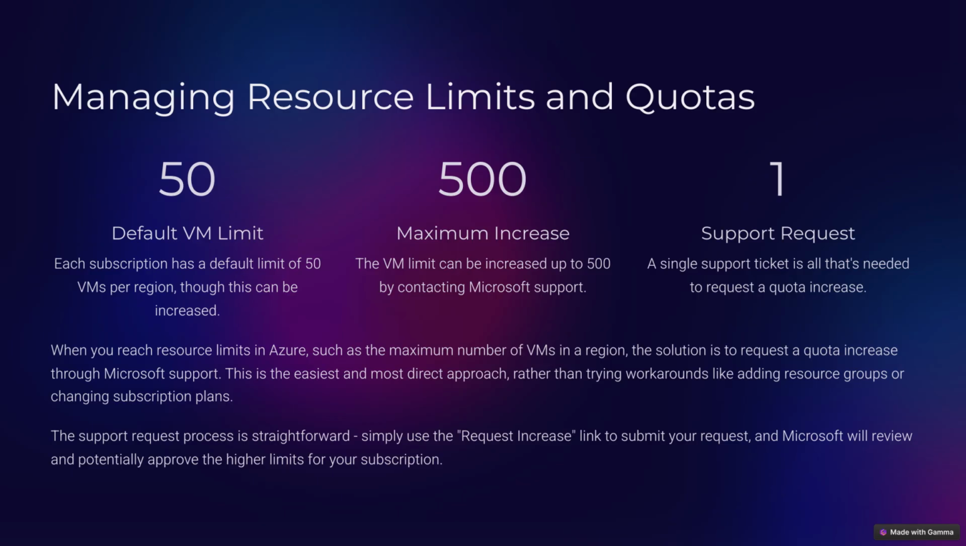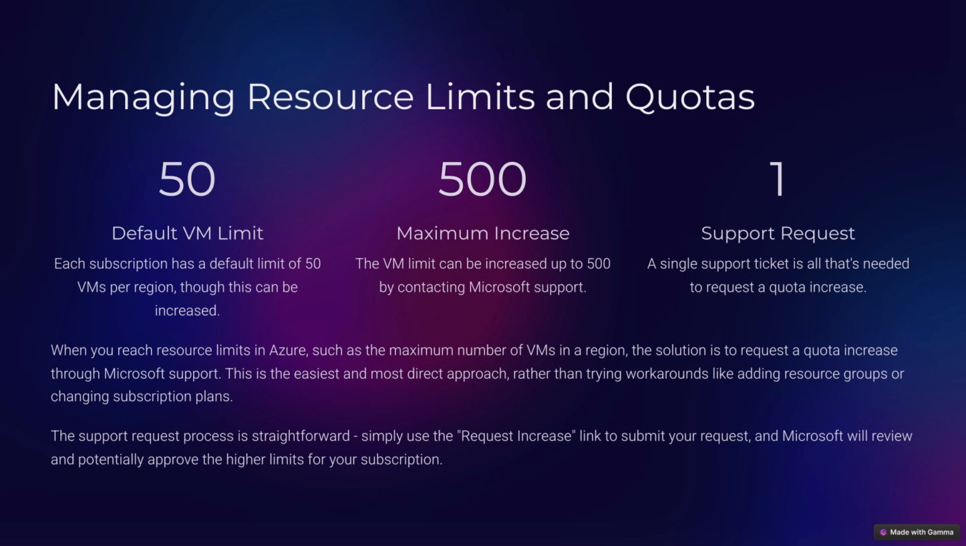Exactly. So last but not least, slide 9, managing resource limits and quotas. This is just practical stuff when you're working with any cloud platform, really. The guide gives the example of a default limit of 50 virtual machines per region in a subscription. And these limits are there for a reason. They prevent accidental over-provisioning. They make sure that resources are allocated fairly. They protect the platform, and they protect you from accidentally spending a lot of money.